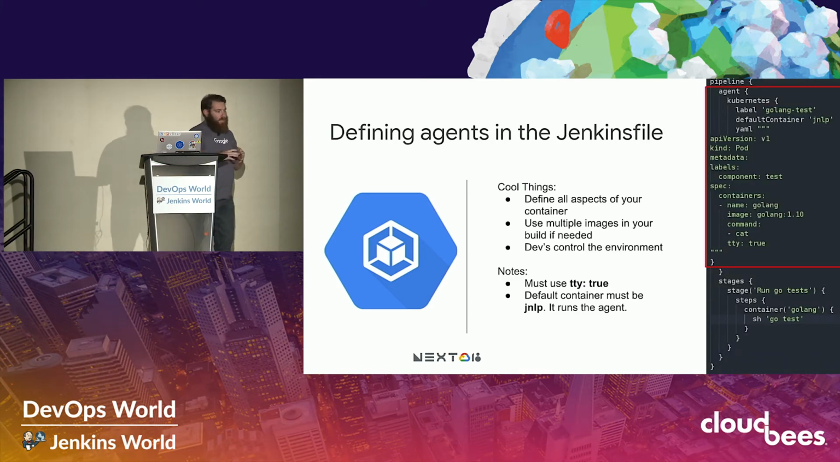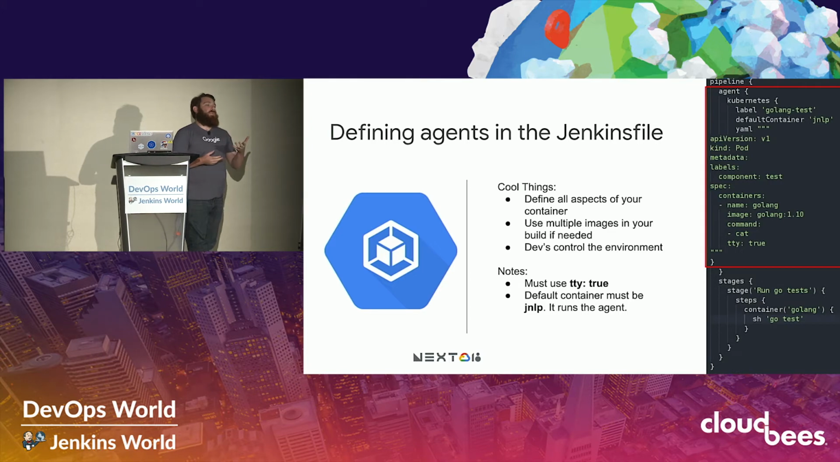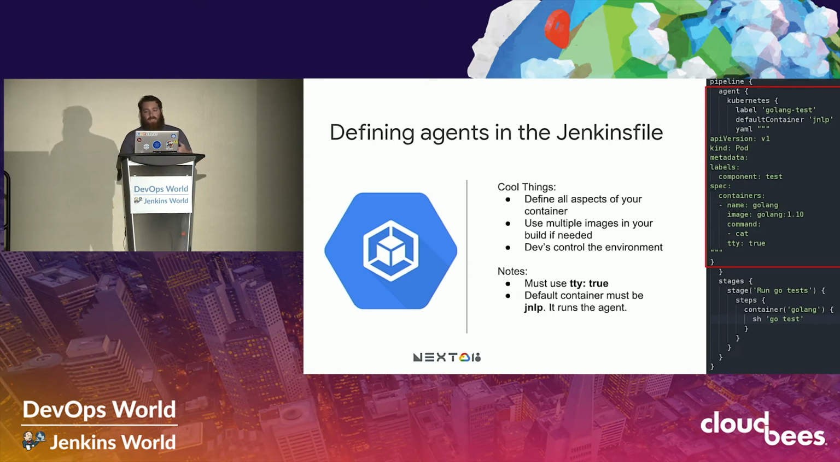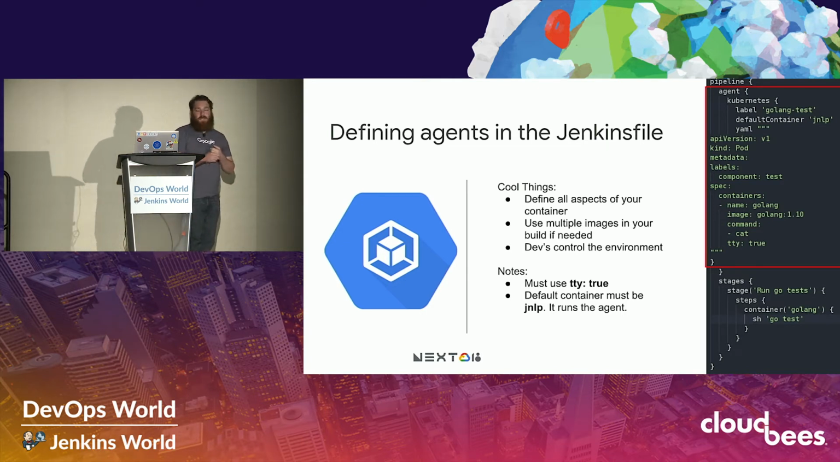Previously, as we installed with Helm, I said that I was going to disable the default agent configuration and that I was going to force my users to define their own agents. So this is an example of a pipeline file where I'm using the Kubernetes plugin's ability to pass a full YAML specification of the pod that I want to run this build.